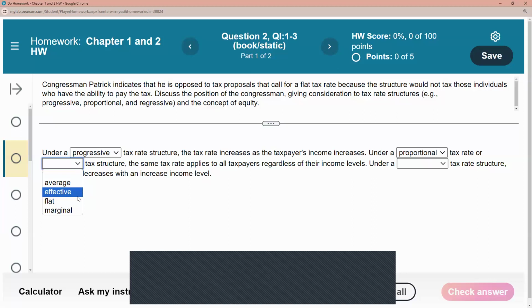Next, we have a flat tax rate, and that is our correct answer. The proportional tax rate is flat. It does not matter the person's income, tax base, where they live, or how much they earn. It's a flat rate that everyone is subjected to.